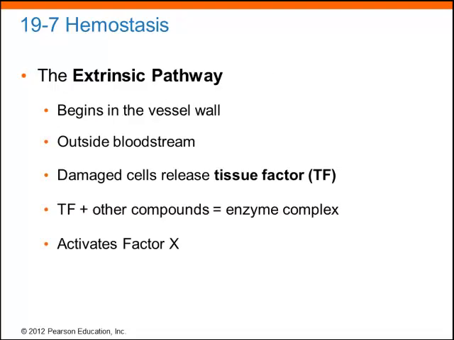So the extrinsic pathway, because it's outside the bloodstream, has to have something that activates it, and what activates it is the damage to the cells around the vessel, and they secrete a chemical called tissue factor that actually activates the formation of factor 10. Factor 10 is one of the procoagulants.